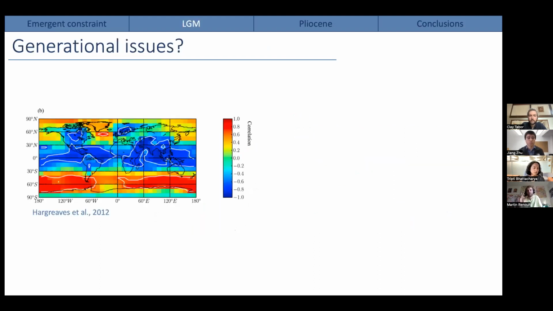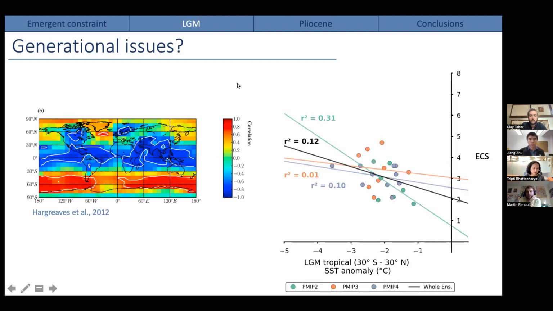The fact that the relationship between LGM temperature and ECS is bad has not always been the case. Back in 2012, when Hargreaves et al. looked only at the PMIP2 ensemble, the PMIP2 LGM temperature versus ECS correlation was actually much better, and it extended over almost all the tropics. But there was still this weird positive pattern that also existed in the Southern Ocean. But it is true that the correlation arising from the PMIP2 ensemble itself looked actually better.